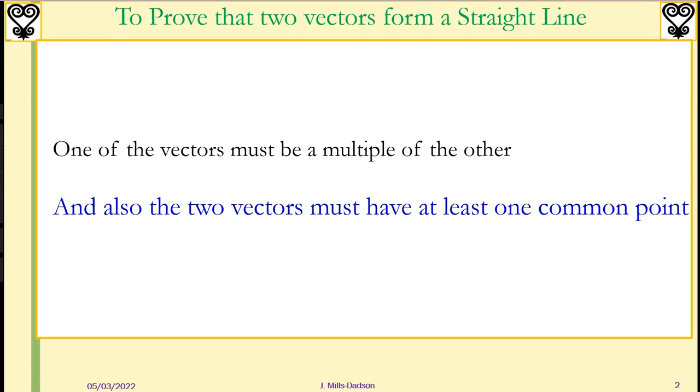To prove that two vectors form a straight line, it means that one of the vectors must be a multiple of the other. And also the two vectors must have at least one common point. This is a proof of parallel lines, but one of the lines lies on top of the other. That's why it forms a straight line. That's why we say they must have at least one common point.